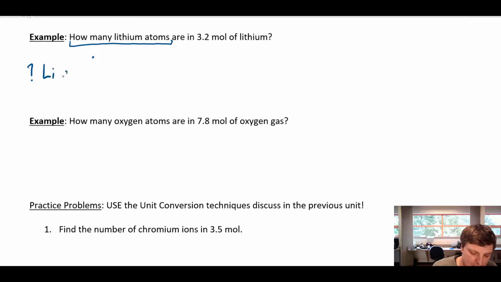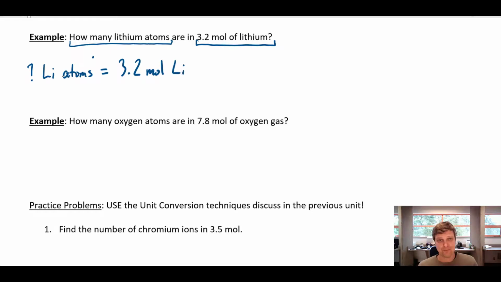How many lithium atoms is equal to, and then I'm going to pull some information out of the question there, which is 3.2 moles of lithium. How many atoms would I find in 3.2 moles?